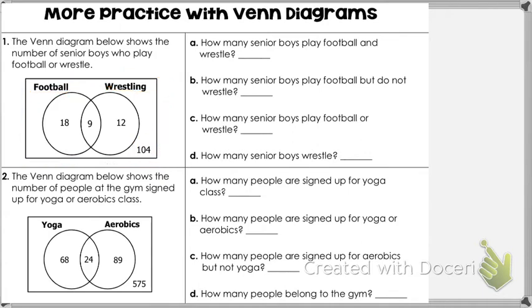So our first question is, how many senior boys play football and wrestle? The word "and" is important. So we want ones that do both. So for that, we're just going to be looking at 9, because that's our overlap. That's where both exist. For our next one here, how many senior boys play football but do not wrestle? So we want football without wrestling. So we're going to be looking at just this 18 here that fit only in the football category but not in the wrestling category.